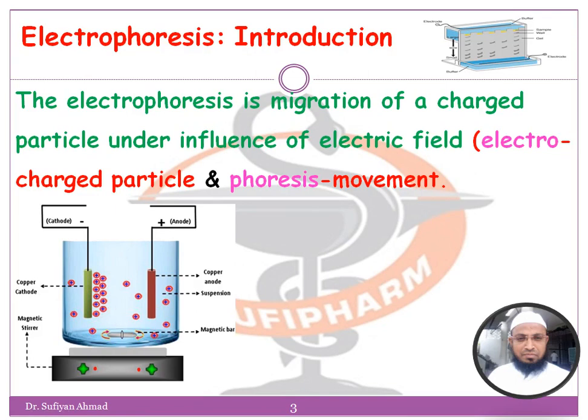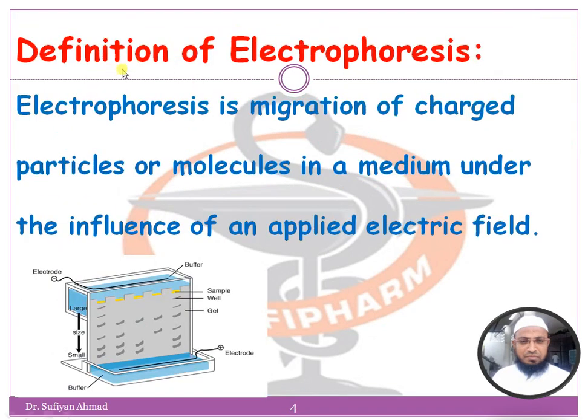And now, what is the definition of electrophoresis? The definition of electrophoresis: it is the migration of charged particles or molecules in a medium under the influence of the electric field.